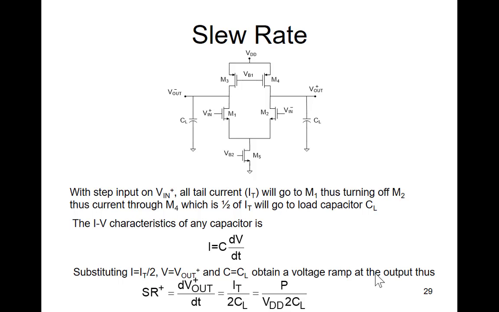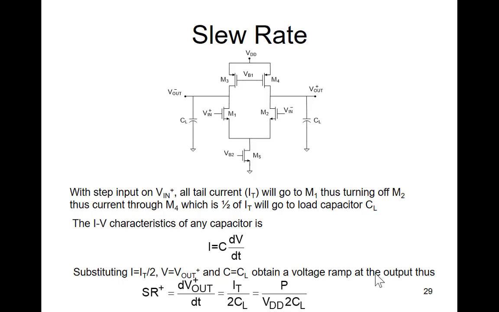So let's look at the IV relationship for a capacitor. We know for a capacitor, the current is equal to capacitance times dV/dt. Or dV/dt then is equal to the current over the capacitance. Since we're putting a constant current in there, this derivative here will be equal to what? The slew rate?